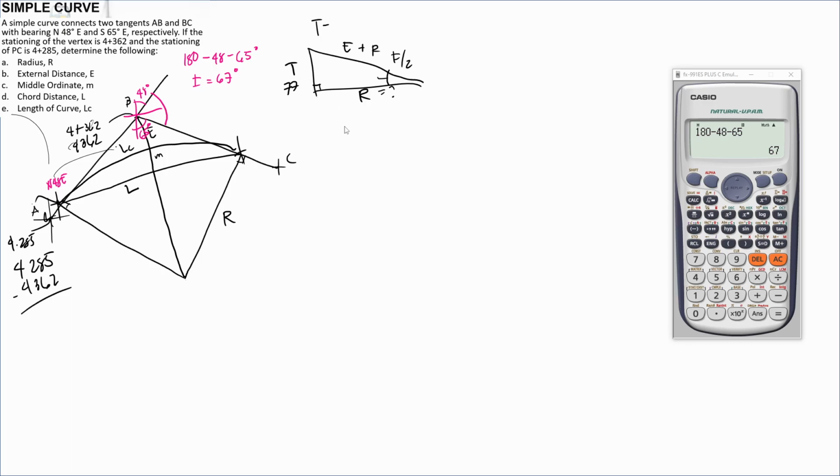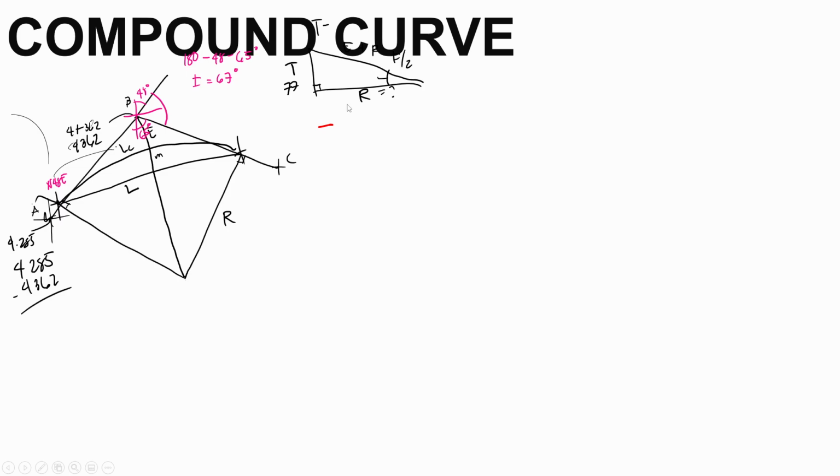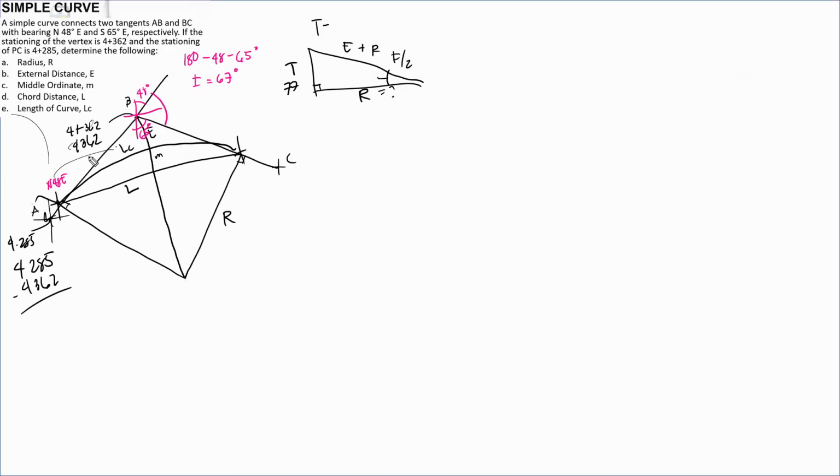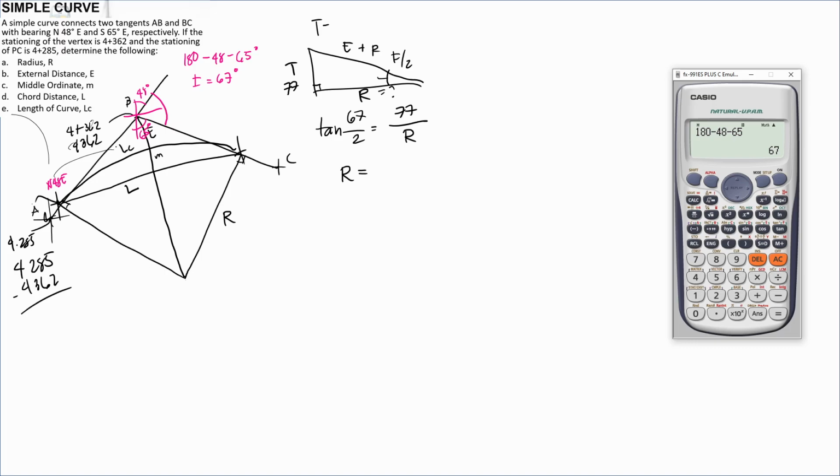So, we have opposite and then adjacent. So, tangent. So, we have tangent I over 2 is equals to opposite 77 over adjacent, yung R. So, R is equal to 77 divided by tangent 67 over 2. Ayun. Yung radius natin is 116.3343099 meters. Store natin kay A. Store ko kasi gagamitin natin sa ibang calculation. So, yun na siya.